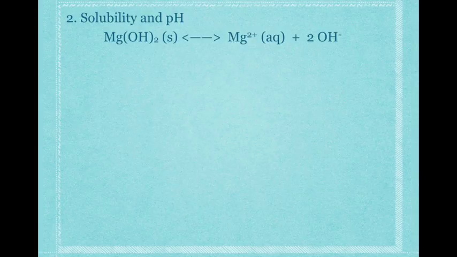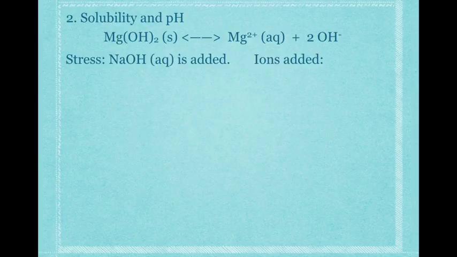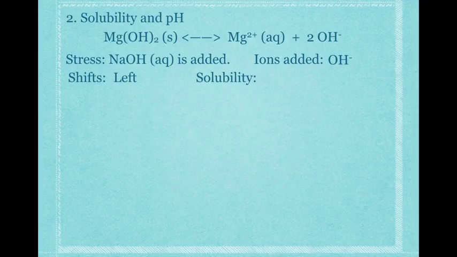If we look at, for example, magnesium hydroxide dissociating into its ions, and I add sodium hydroxide, in your mind you should be thinking, well, hydroxide is the common ion, so this is basically a common ion effect problem. Hydroxide is what's being added, and so that's going to cause the hydroxide ions in my products to increase, which means I'm going to shift to the left. If I shift to the left, that means the solubility of magnesium hydroxide is going to decrease.